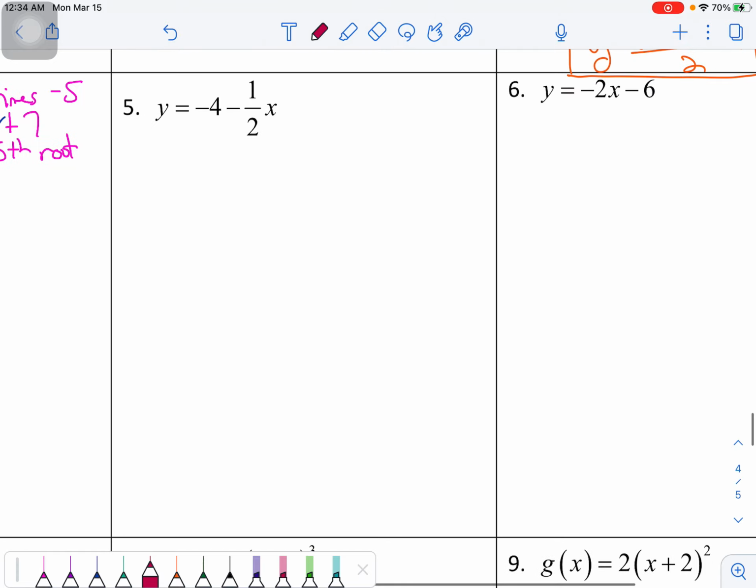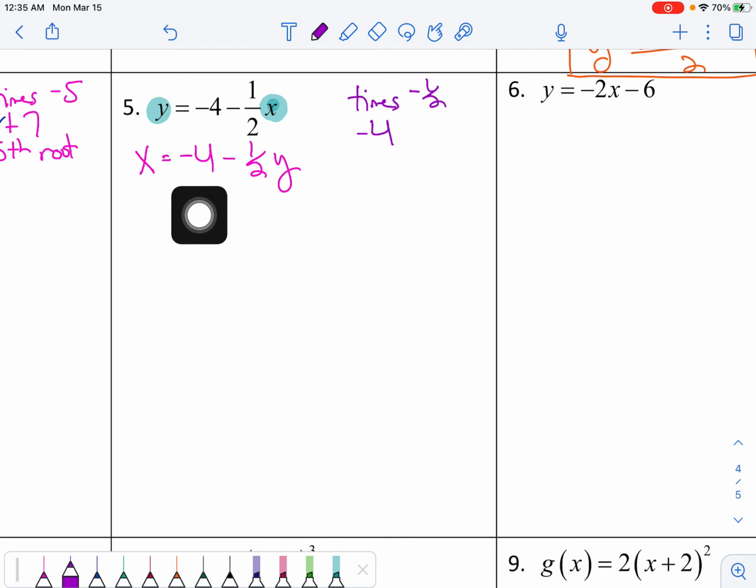Let's go ahead and slide on over to number 5 here. So this one's pretty straightforward. We've got y and x. So first things first, switch them. X is equal to -4 minus 1/2 y. So what are we doing to y? We are multiplying, so times by -1/2. And we are, this is going to be weird, but we're subtracting 4, right? Because this 4 is negative. So how do you get rid of -4? Well, you're going to add 4.